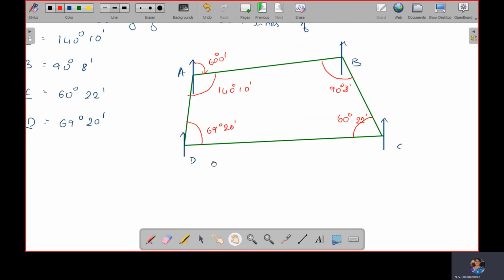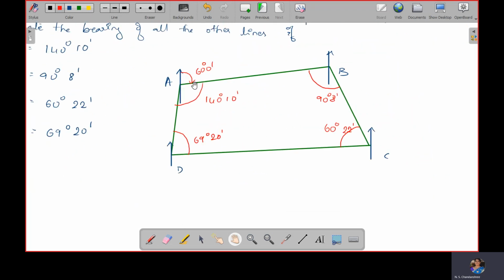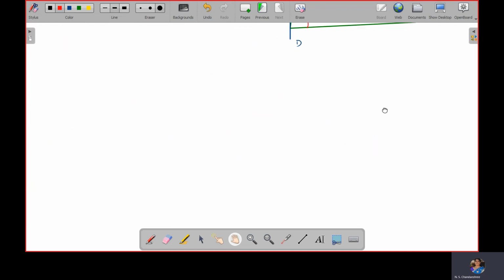Now how can we proceed? If we know the bearing of line AB, that is 60 degrees, we can find out the back bearing of the line BA, 60 degrees plus 180 degrees. So it will be 240 degrees. 240 degrees measured from north till here, and if you subtract angle B from that, we will get this angle, and that is the bearing of line BC. With that principle, we will start solving the problem.